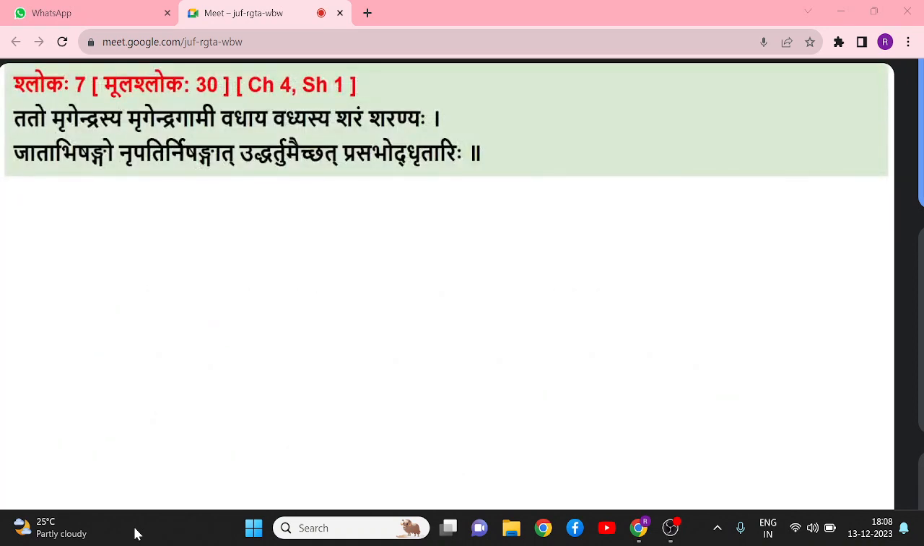Okay, so now we are moving on to Mula Shloka 30 and Shloka 7. Chapter 4, Shloka number 1.